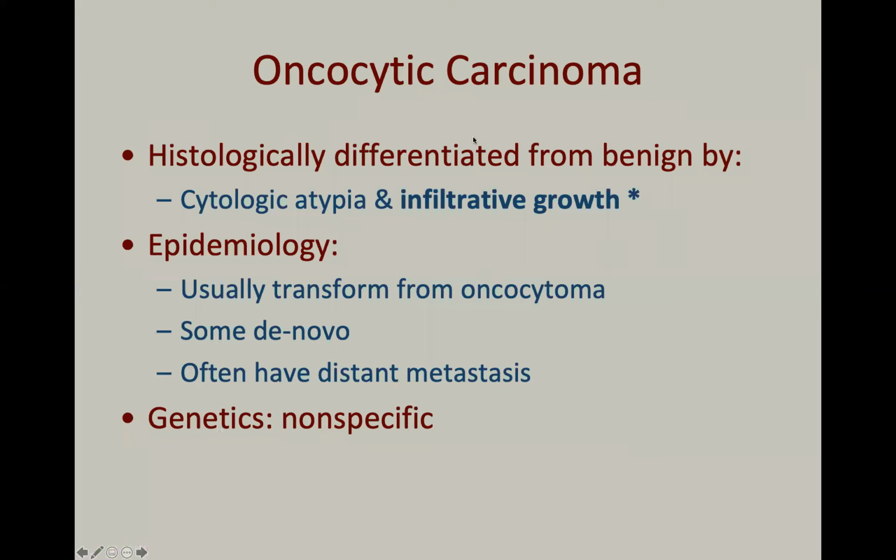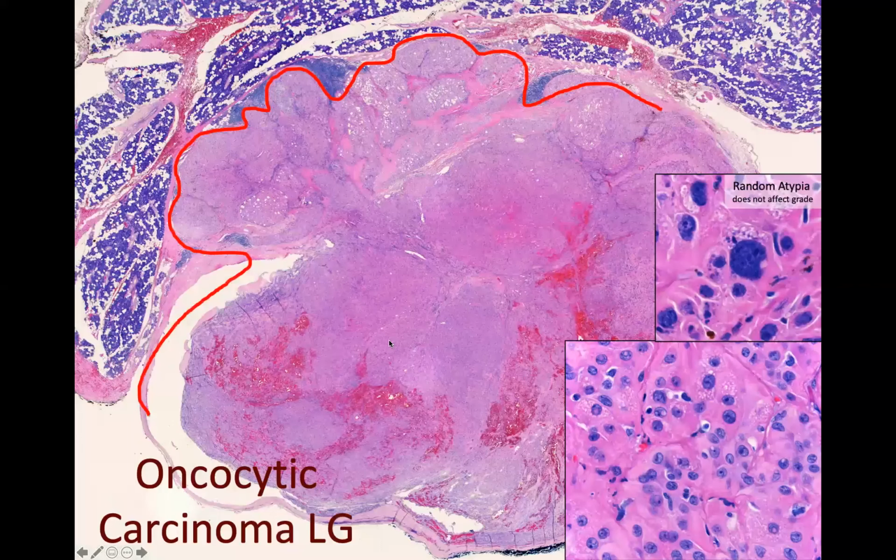Oncocytic carcinoma is differentiated from benign, of course, and this is a recurring theme, by infiltrative growth. Some can transform from oncocytoma, some are de novo. Neither oncocytomas nor oncocytic carcinomas have any specific genetics. Here's an example of the outlined border of an infiltrative oncocytic carcinoma.